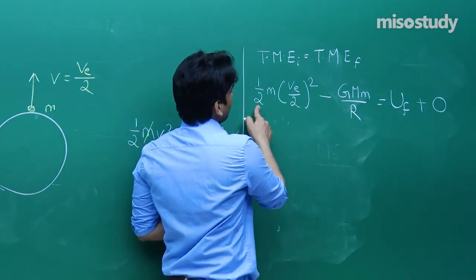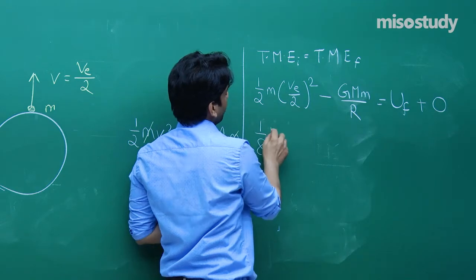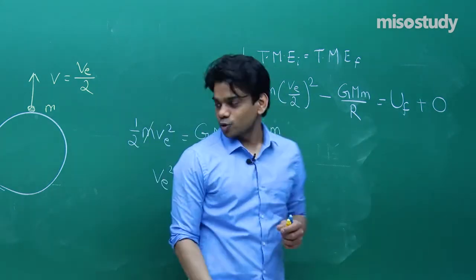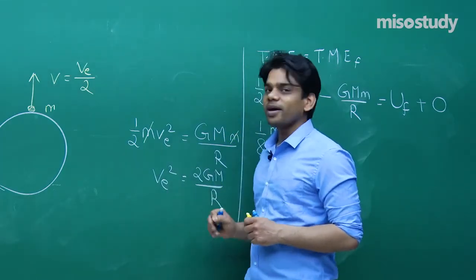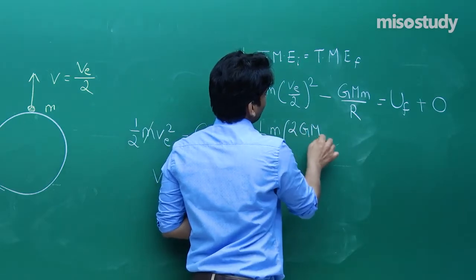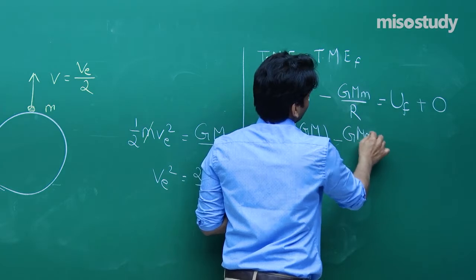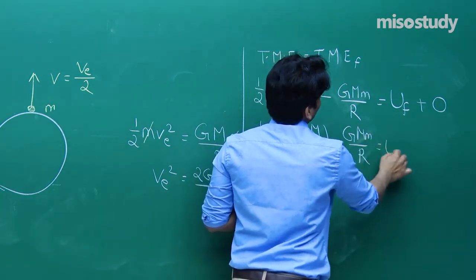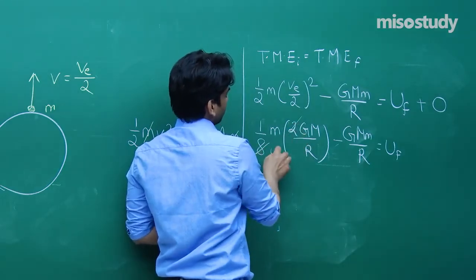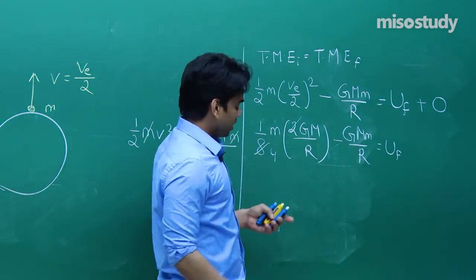So here you see 1 by 2 and this 2 square will become 1 by 8, that is 1 by 2 into 2 into 4, so 8, into m and v_e whole square. v_e whole square is equal to 2GM by R, so let me put that, 2GM by R, minus GMm by R, is equal to the final potential energy. Here you see this will be equal to 4 times, it will go 1 minus 1 by 4, you will be getting 3 by 4.